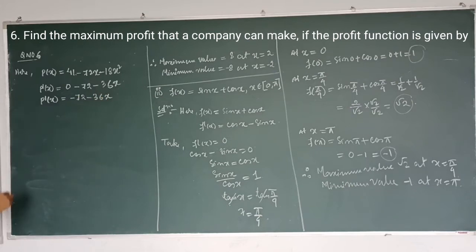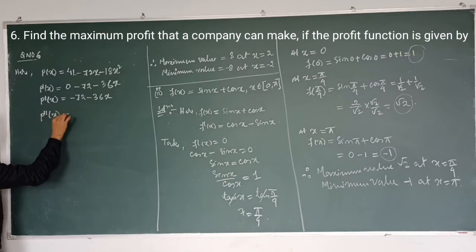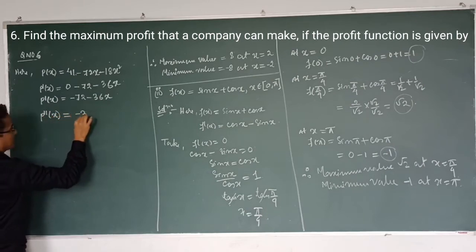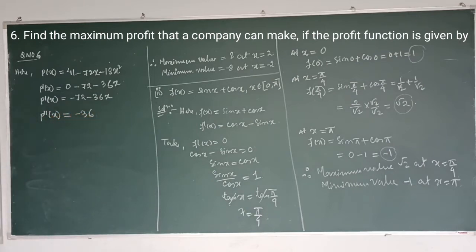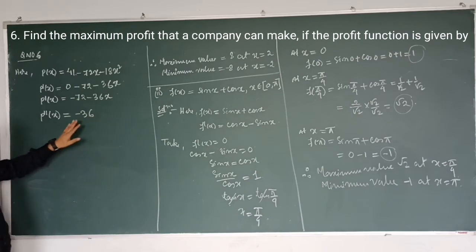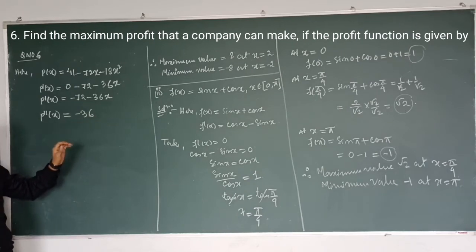After that we take P double dash x, the second order derivative, which is minus 36. P double dash x equals minus 36. If you get minus and there is no value of x, that means this is a maximum. Minus means maximum, plus means minimum.